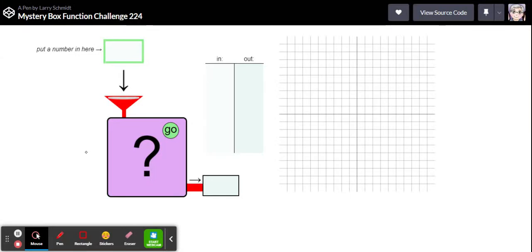Hello everybody and welcome to another Mystery Box Function Challenge. In the purple box there is some mystery math and your challenge is to figure out what it is. You can use the link in the description to try this out, and when you think you've got an idea, come on back and see if we get the same thing.